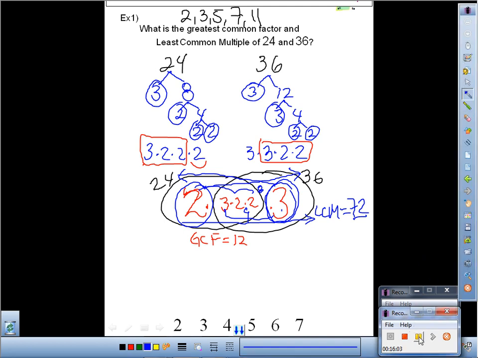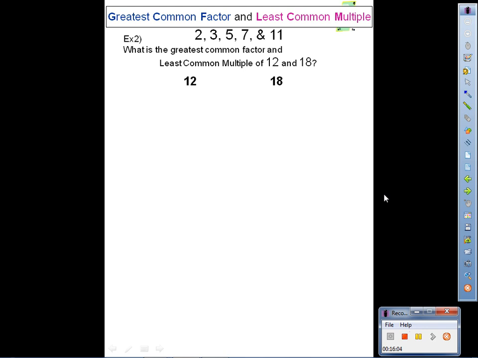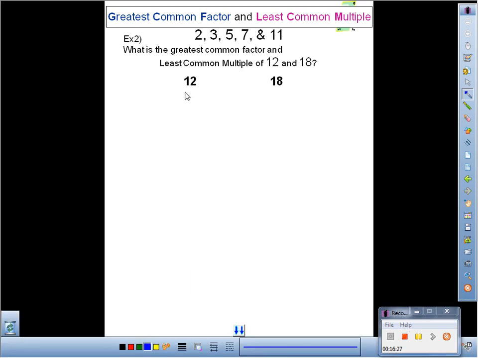Example 2. Copy this. Okay, there it is. Example 2. You don't have to copy the instructions. Just write the numbers 12 and 18. Let's do this one together. Here we go. So write your first 5 primes: 2, 3, 5, 7, and 11. So we can keep those in mind because that's the first number that we need to start every time we find the factors. So we draw a couple of branches.